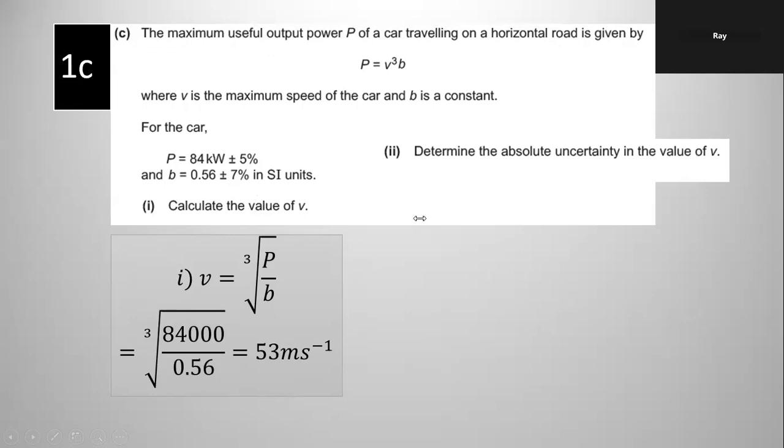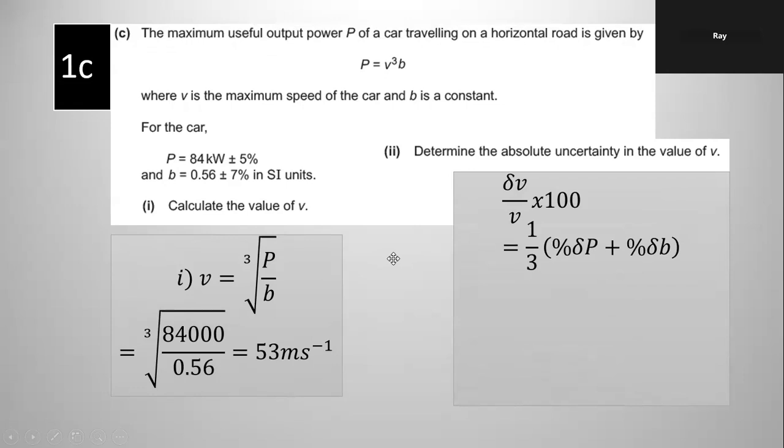Make sure you show your working. Important. Determine the absolute uncertainty in the value of v. Follow this equation. Percentage error, cube root is 1/3 of percentage error in P plus percentage error in k. No, subtract. Divide by 3. Cube root.